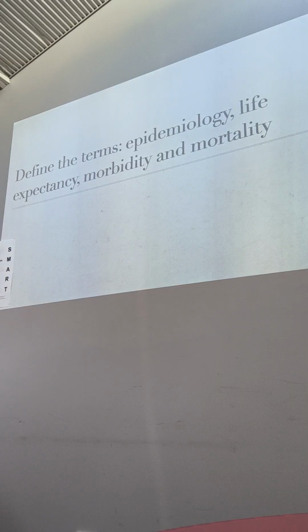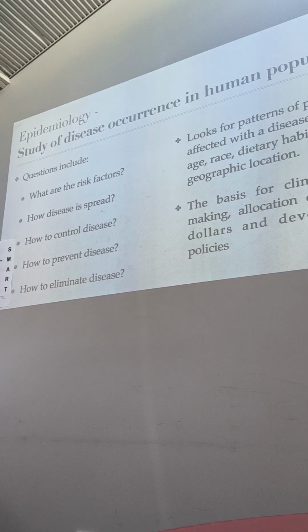All right. Now, more terms. We're going to be looking at epidemiology, life expectancy, morbidity, and mortality. Epidemiology is the study of disease occurrence in a human population. So basically, where are these diseases popping up? That's what it basically means.